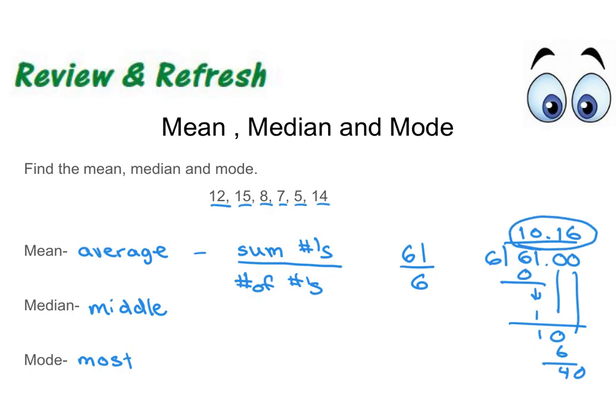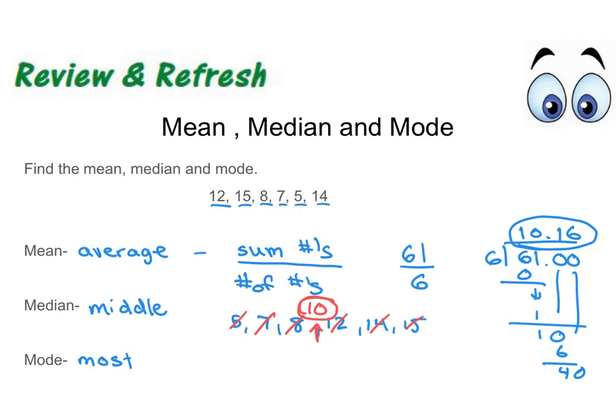To find the middle number, you put all the numbers in order from least to greatest. So we have 5, 7, 8, 12, 14, 15. And then you just cross the numbers off from the outside working in. And so your median or your middle is going to be right in between 8 and 12, which is 10.